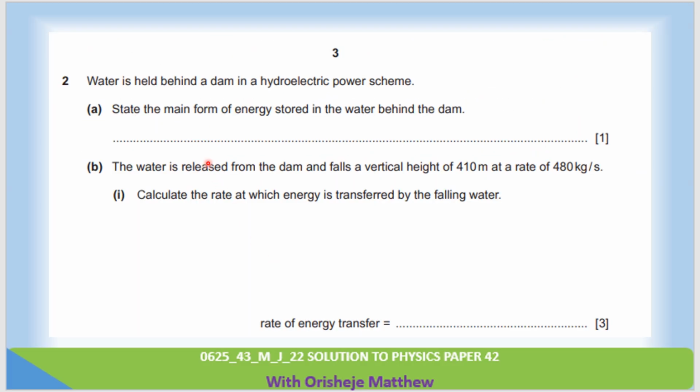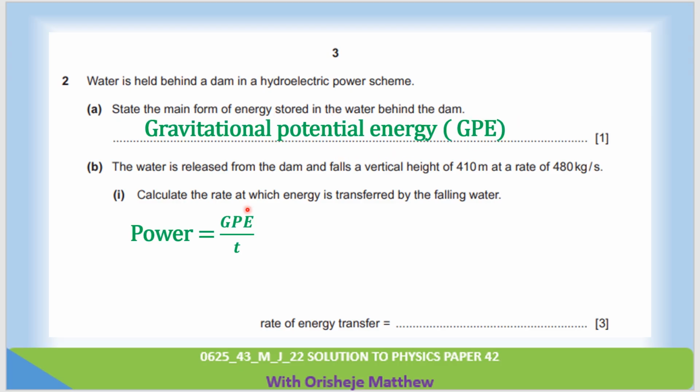So let's go to question 2. Water is held behind a dam in a hydroelectric power scheme. State the main form of energy stored in the water behind the dam. Gravitational potential energy.